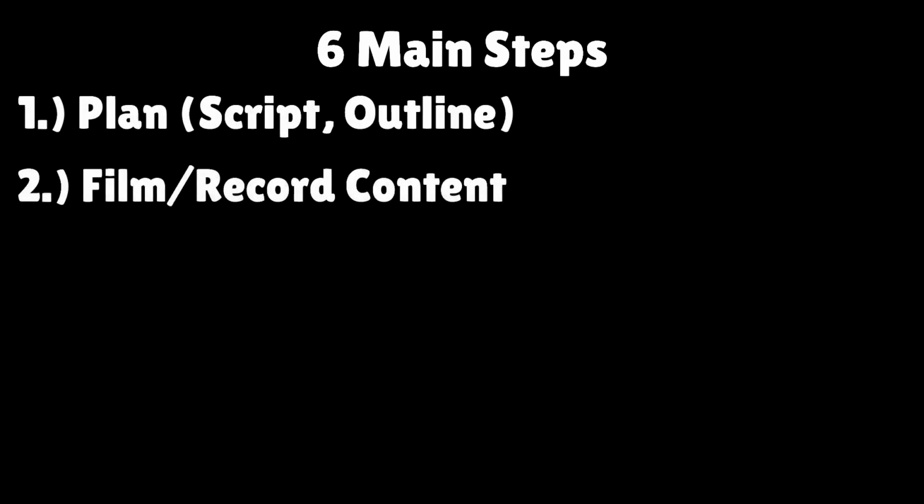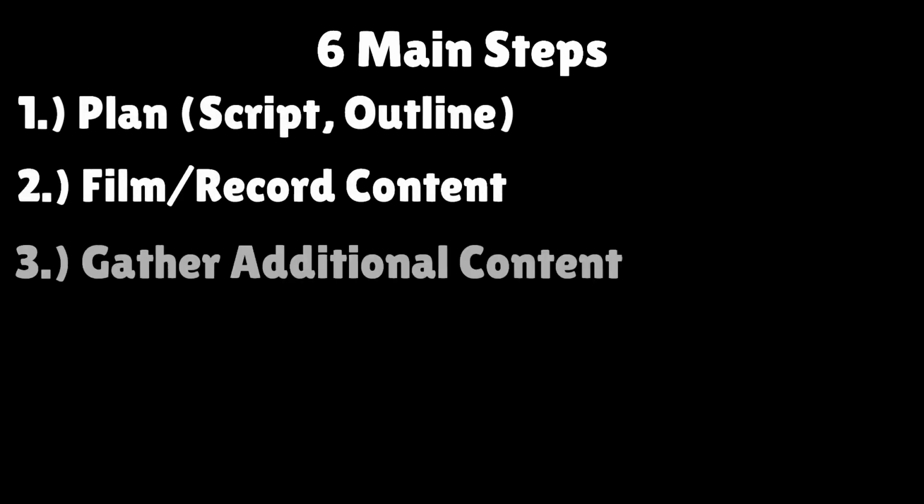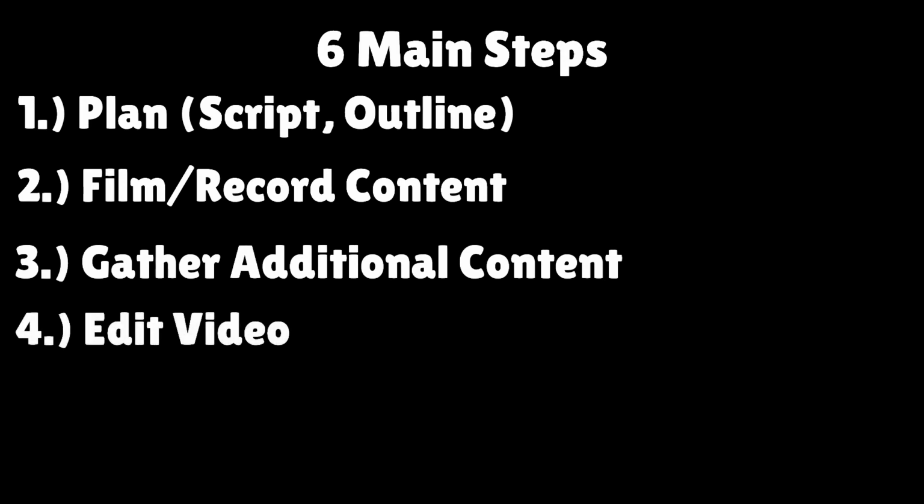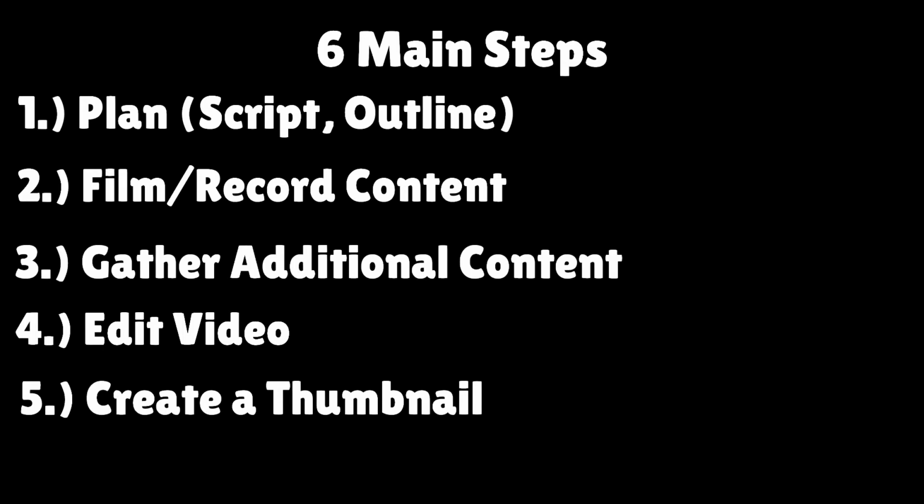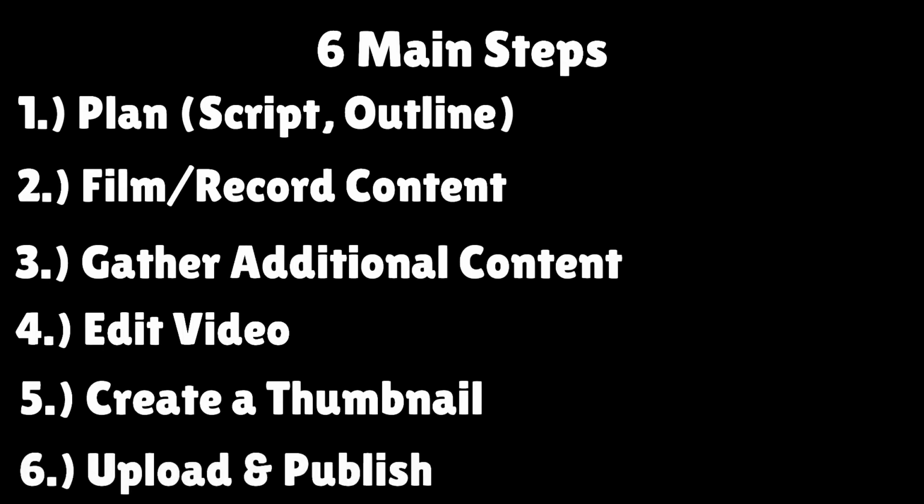There's 6 main steps in creating a good YouTube video. Plan, film and record content, record voiceovers and gather additional content, edit video, create a thumbnail, and then finally upload and publish.